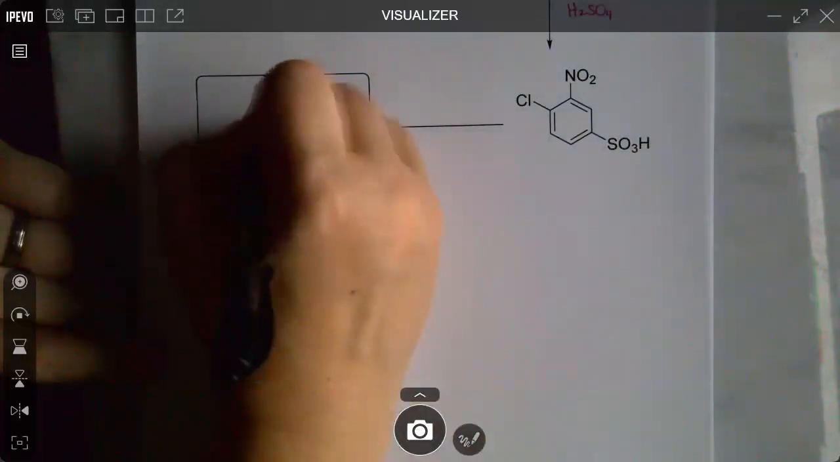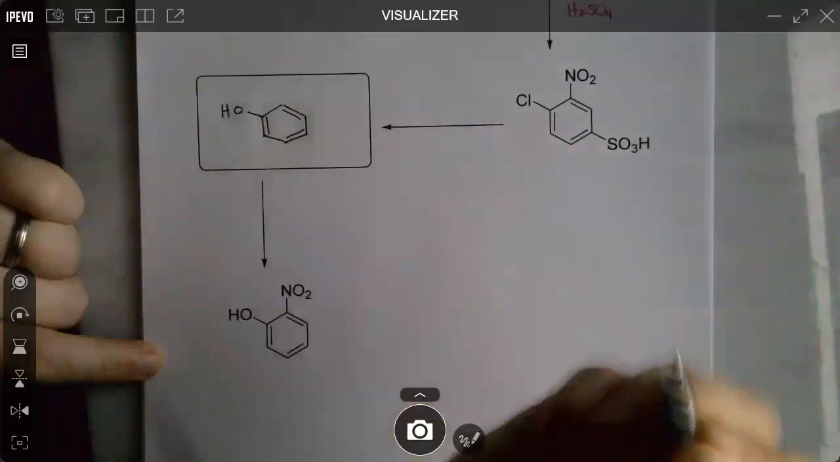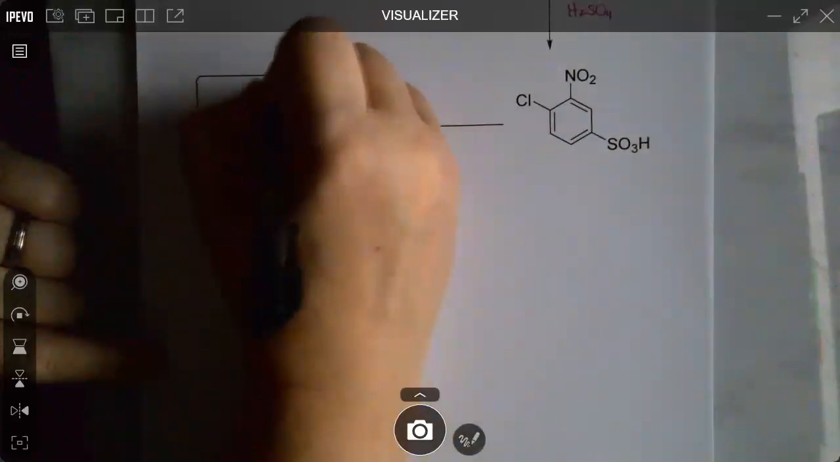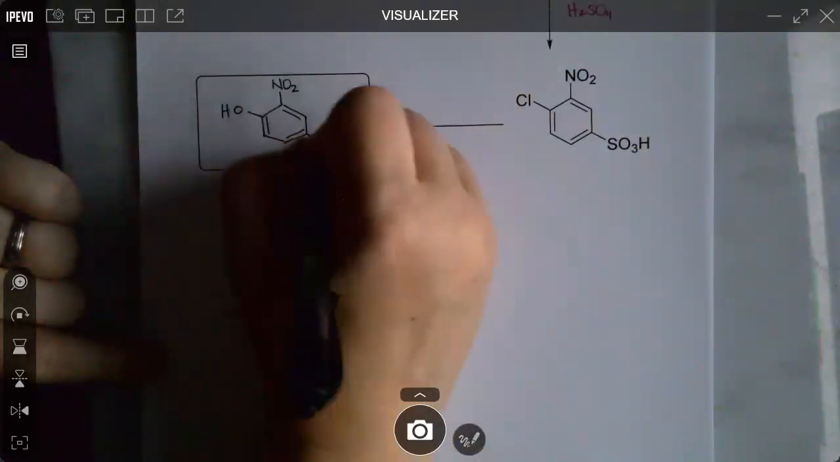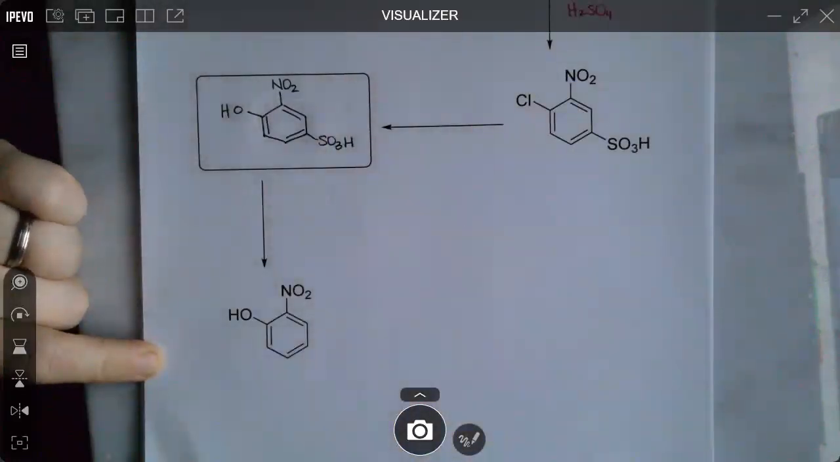So we'll target the replacement of the chlorine with an OH group first. So that's our nucleophilic aromatic substitution. And then loss of the blocking group second. But again, these two potentially could be switched.